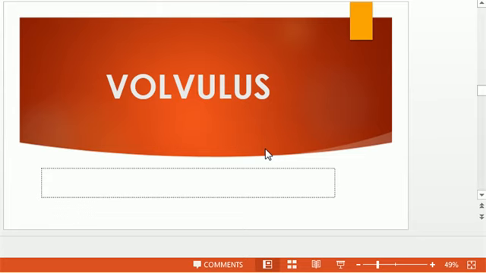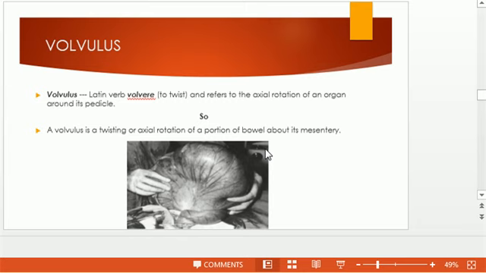Now if you come to volvulus, what is volvulus? Volvulus, from the Latin verb volvere, to twist, refers to the axial rotation of an organ around its pedicle. So how can we define volvulus? A volvulus is a twisting or axial rotation of a portion of the bowel about its mesentery. Here you can see in this photograph a loop of bowel which is twisted. Here it is a part of the colon, about its mesentery. This is the mesentery of the sigmoid colon where it has rotated.